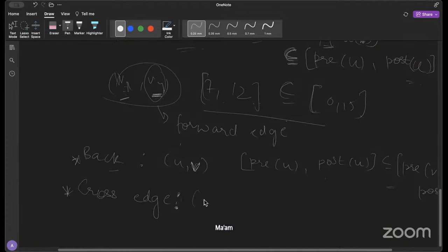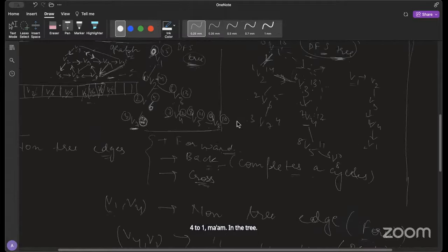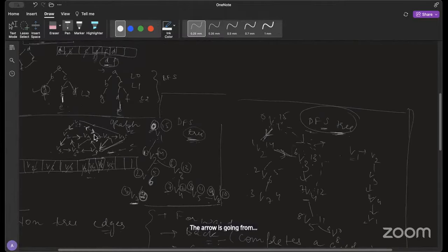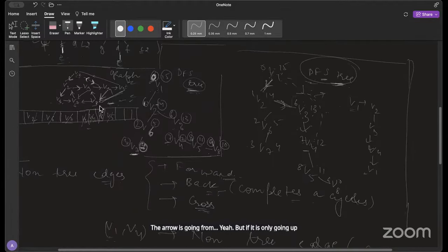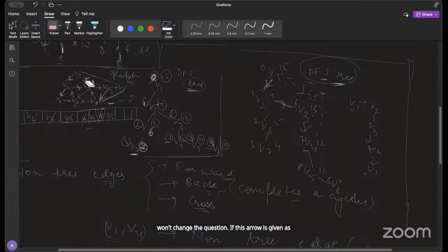Ma'am, one thing for the forward edge: when you wrote 7 12 containing 0 15, it's an arrow from V4 to V1 in the tree. I've modified this thing later. But if it is only going upward, we have to make an arrow from V4 in the tree. What's given to you, you don't manipulate. Don't change the question. I suppose this is changing these things to avoid making this graph again and explaining.